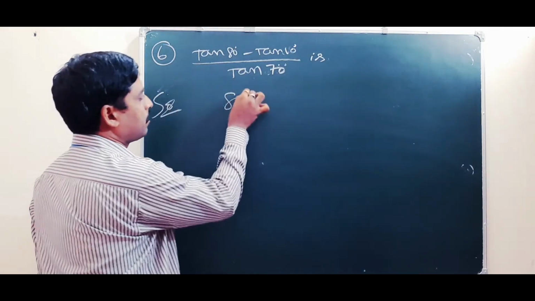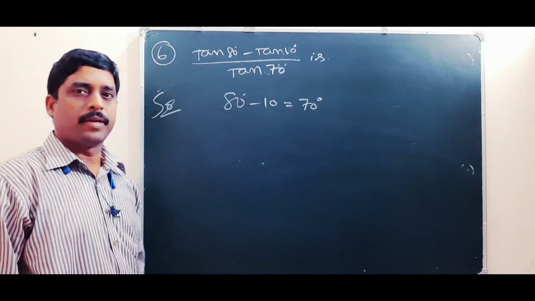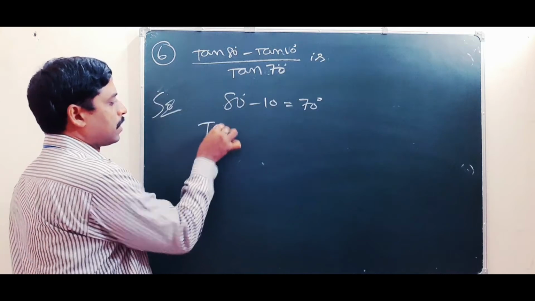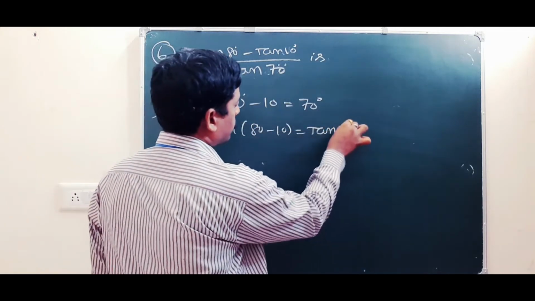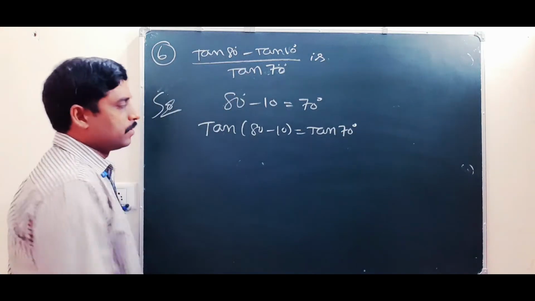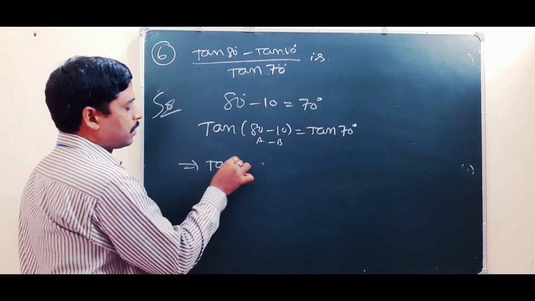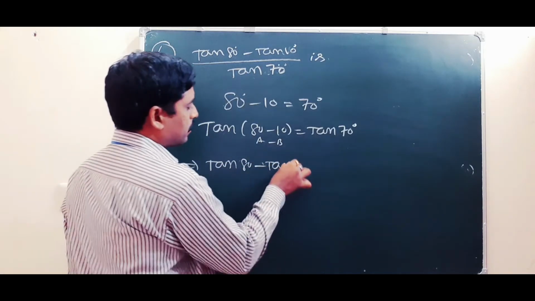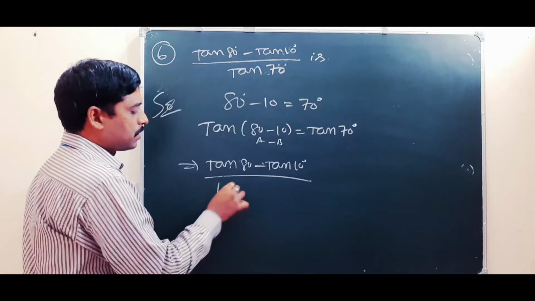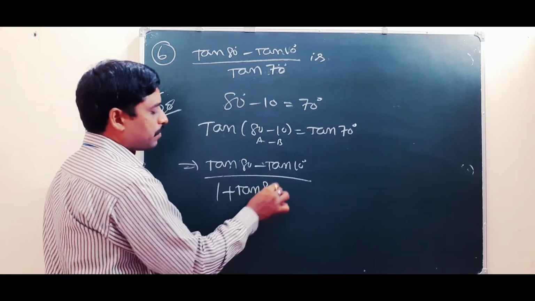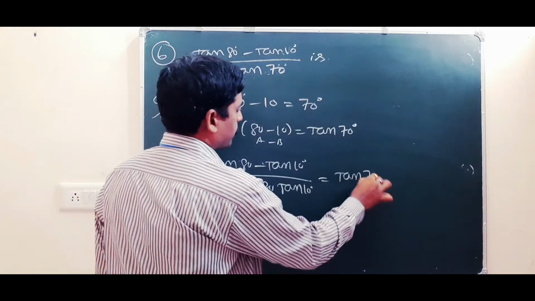We have 80 minus 10 is equal to 70. Okay, so now applying tangent on both sides. Tan of 80 minus 10 is equal to tan 70. By using the tan A minus B formula, what is the formula? Tan A minus tan B by 1 plus tan A tan B. So tan 80 minus tan 10 by 1 plus tan 80 tan 10 is equal to tan 70.